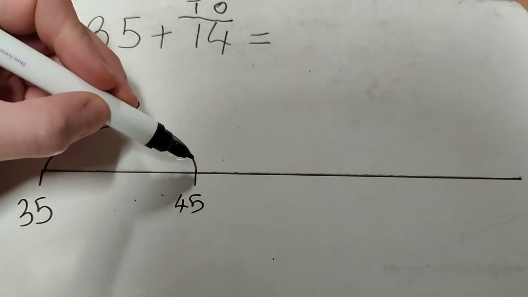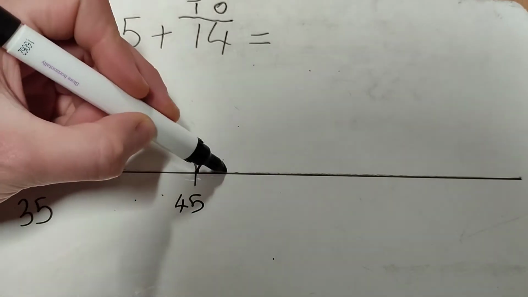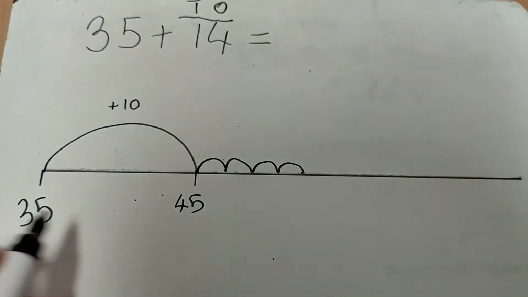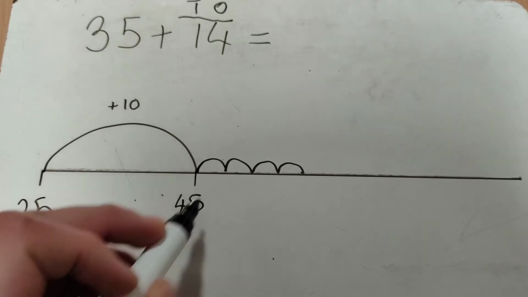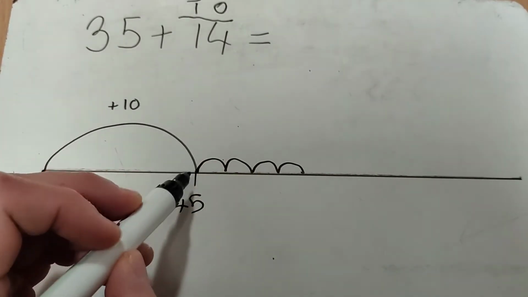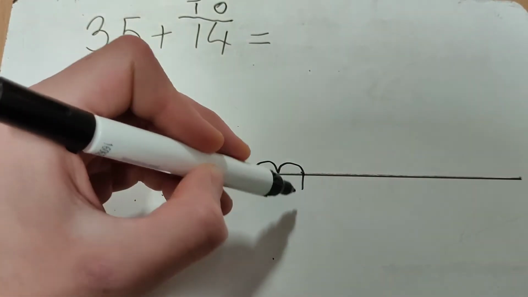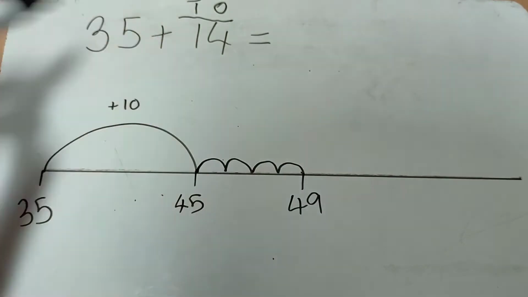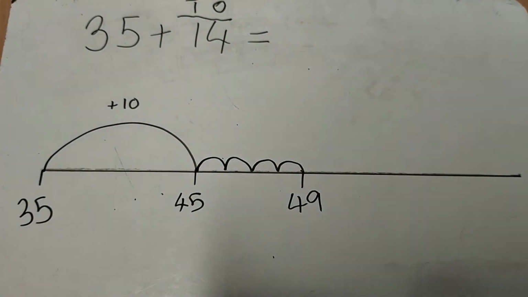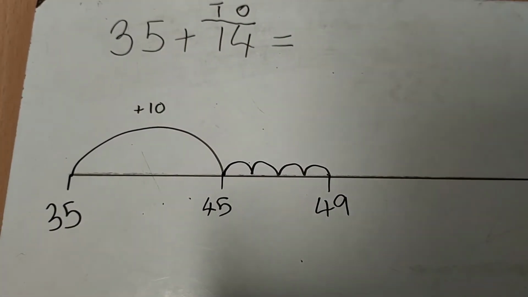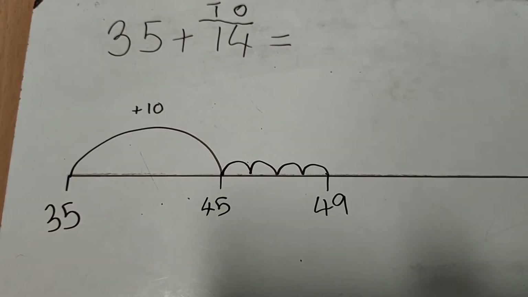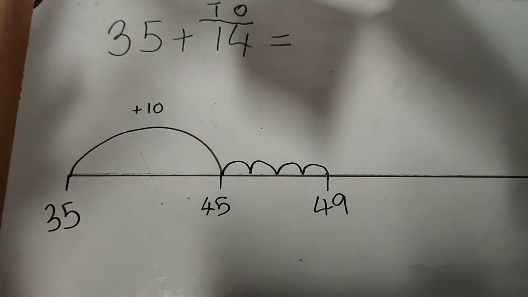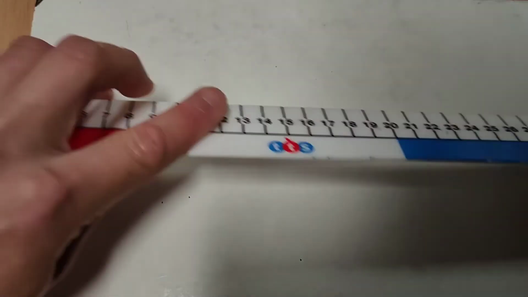Then I'm going to add my ones. 1, 2, 3, 4. Now we know that 5 add 4 is 9, so our answer is going to be 49. We just used a little bit of our knowledge of number bonds to 10 to help us get to that answer. So that's just a quick recap. If I rub this out now, I'd just like to show you the converse, what we do on a number line if we subtract.